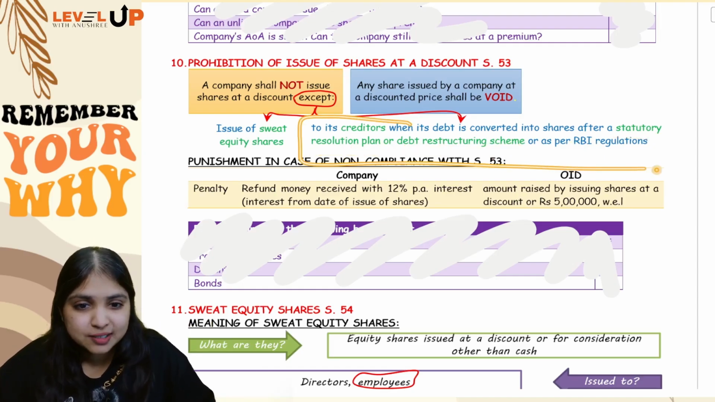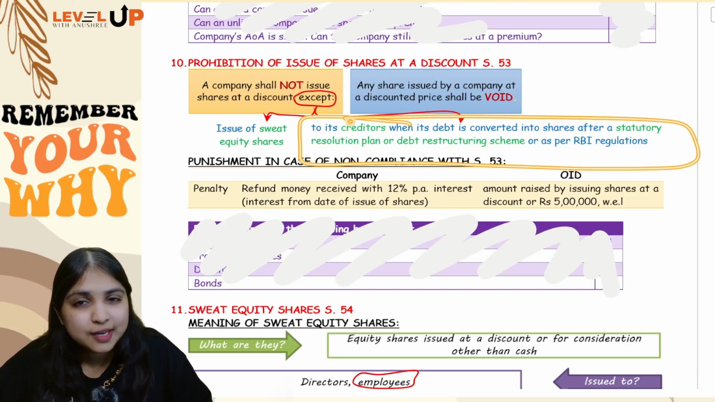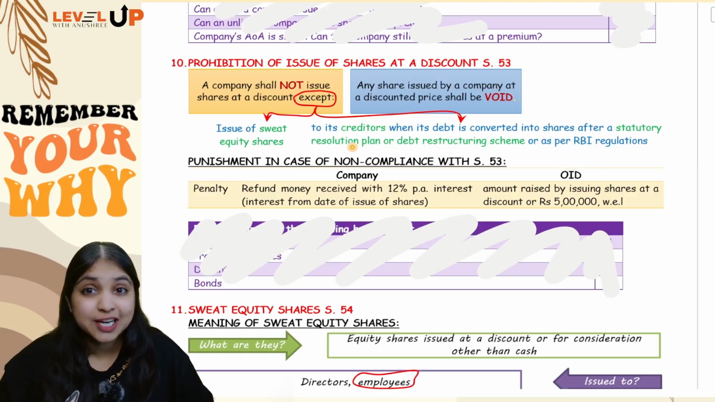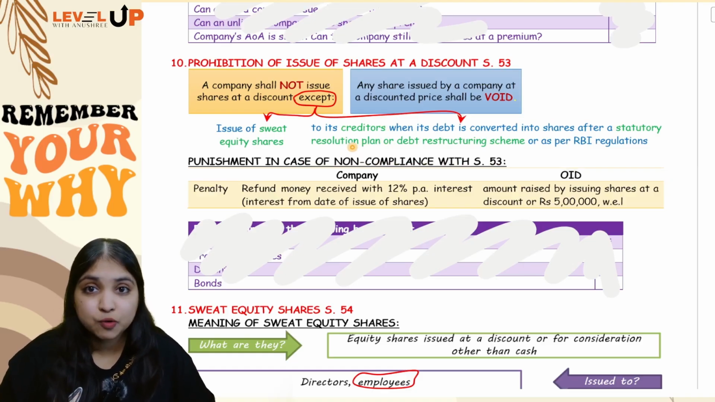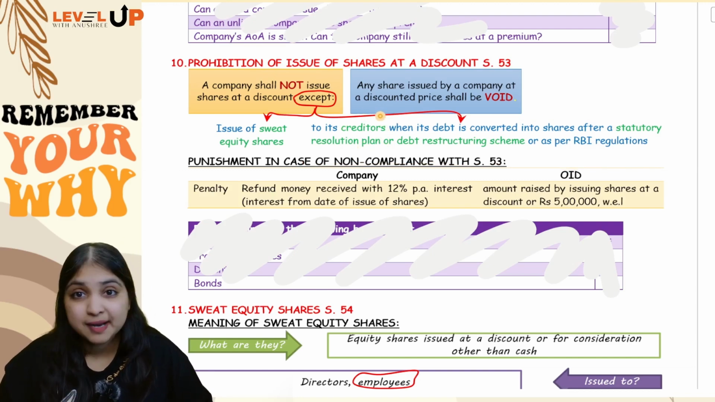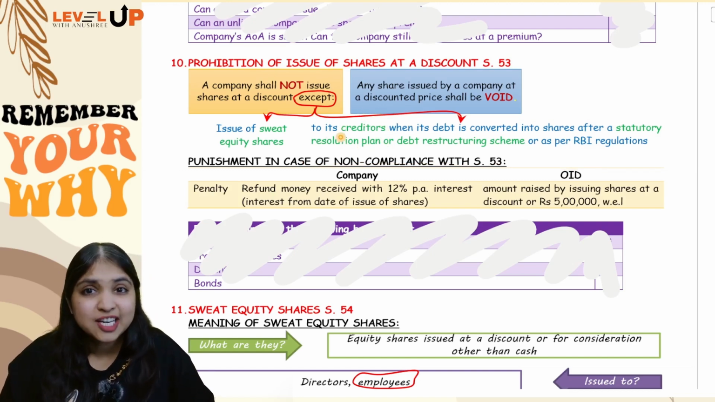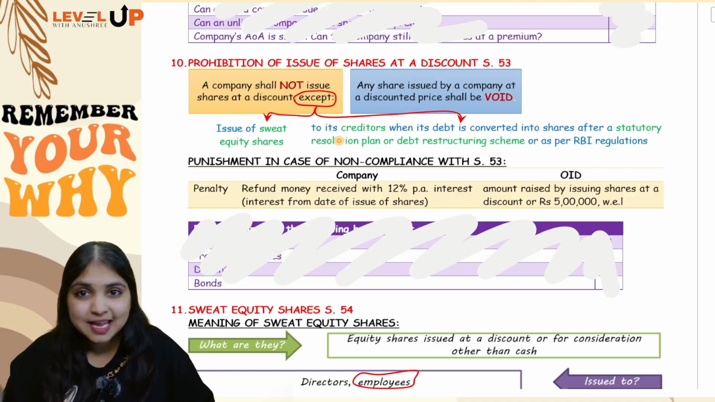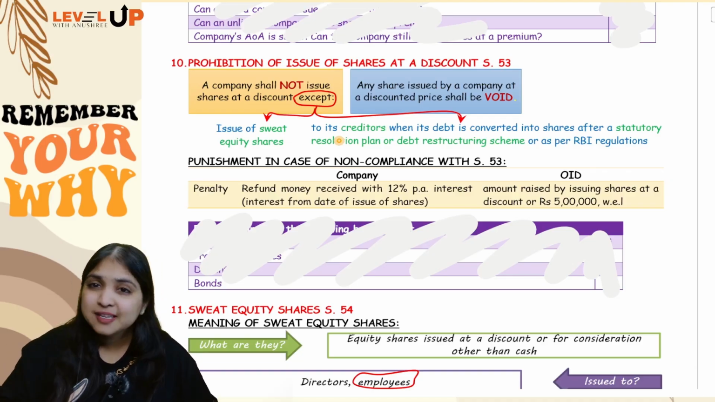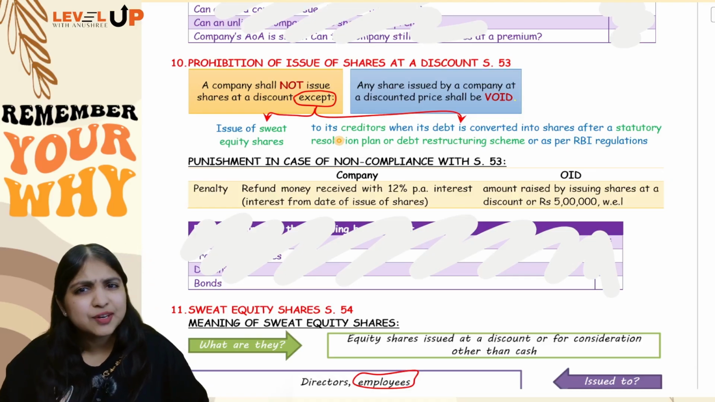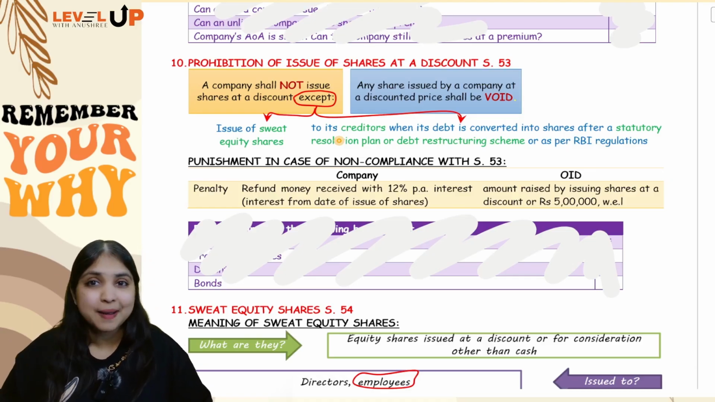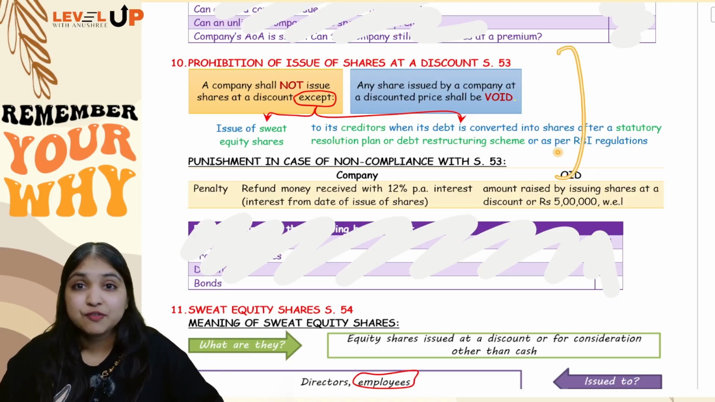So the second exception, tell me one last time, to whom are we issuing equity shares? To the creditors. Why are we issuing equity shares to them? Because we are not able to repay them. So therefore, instead of repaying in money, we are repaying them by giving them more equity shares. Can those equity shares be at a discount? Yes. This whole arrangement is under SRP or DRS. What is SRP? Statutory Resolution Plan. What is DRS? Debt Restructuring Scheme. Under which act is all this? RBI Act or Banking Regulation Act. Okay, this was section 53, discount.